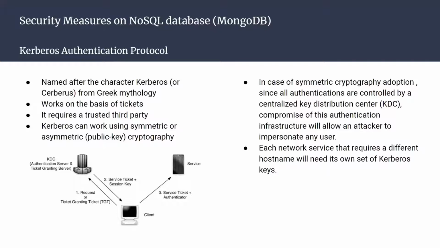It requires a trusted third party, and it may use cryptography during authentication. Kerberos can work using symmetric or asymmetric cryptography. The main drawback of Kerberos is that in the case of symmetric cryptography adoption, since all authentication is controlled by a centralized key distribution center, compromise of this authentication infrastructure will allow an attacker to impersonate any user. And the other drawback is each network service that requires a different hostname will need its own set of Kerberos keys. This complicates virtual hosting and clusters.